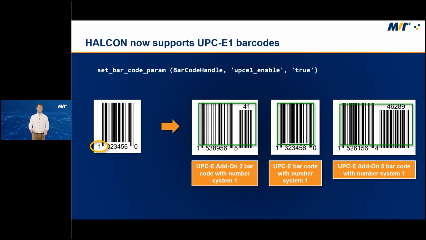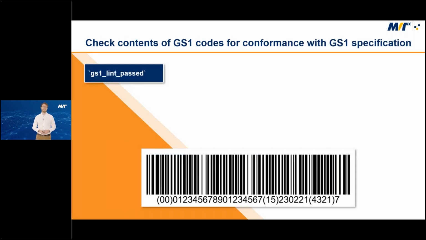Another thing in the world of barcodes is that you can now check the contents of GS1 codes for conformance with the GS1 specification. So is your GS1 barcode actually up to the standard? What this is called is linting the code. And that's why the parameter is called GS1 lint passed. So this is just a true or false parameter. In this case, when you look at the GS1 code below, it would say false.